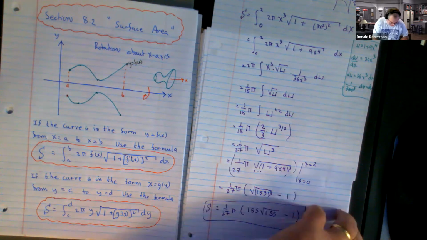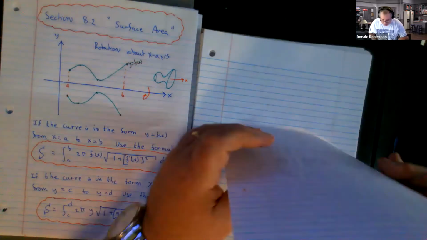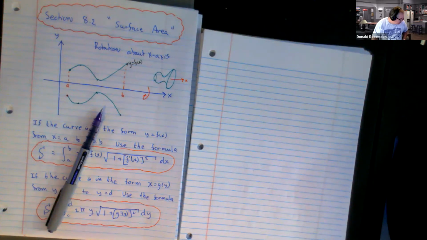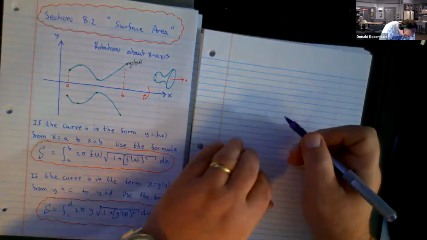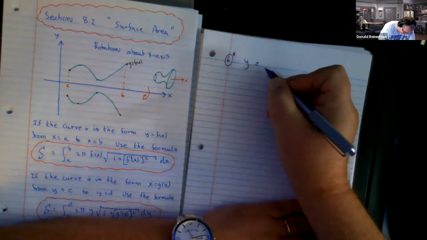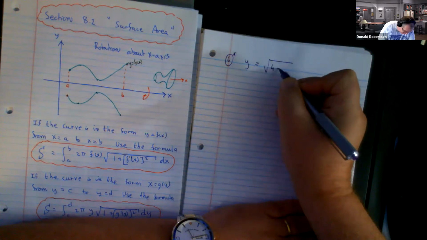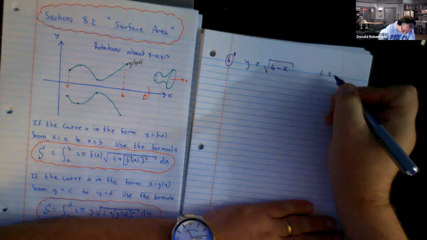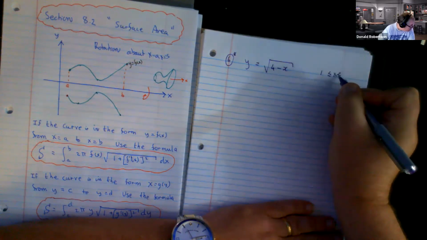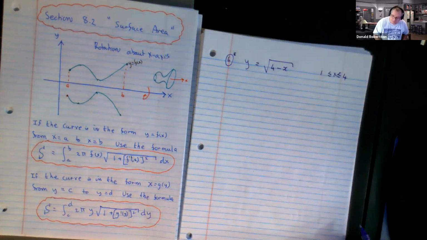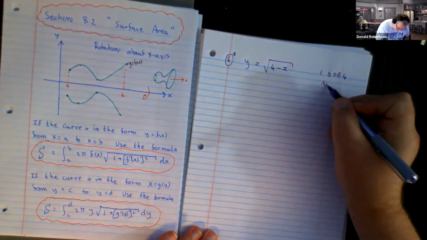So let's make another one. Let's make it uglier. It didn't take long for me to find an uglier one. Y equals the square root of 4 take away x. And x is going to go from 1 to 4. So far, so good. Oh, and it's going to be rotated about the x-axis.